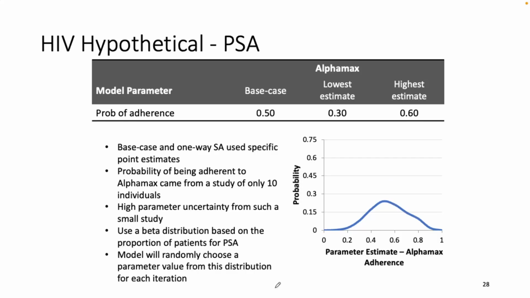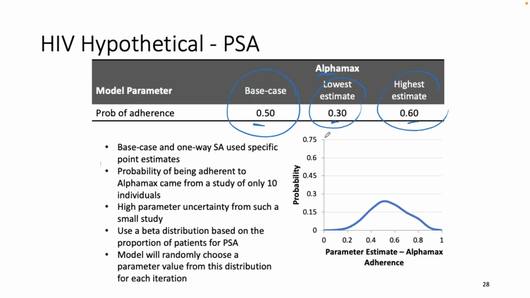So here's what we do with a probabilistic sensitivity analysis. We're going to start with the parameter, the probability of being adherent to Alpha Max. This is the exact same as before. We have a base case here, and we have our low and our high estimate. But what this fails to show is that the true estimate of the probability of being adherent in our population is likely closer to 50% and less likely to be at the low and high extremes. So we're going to create a distribution of likelihood around that parameter.